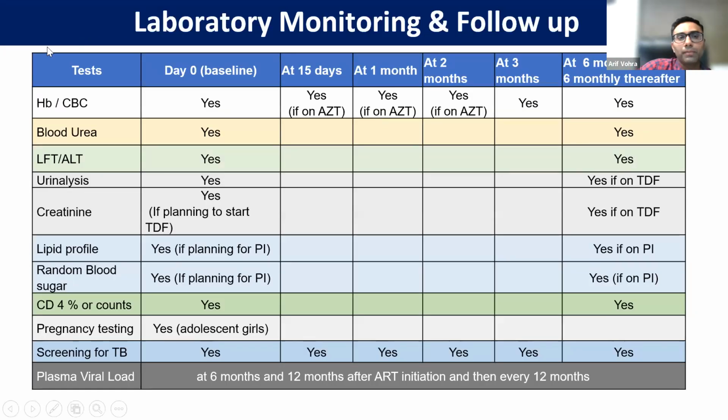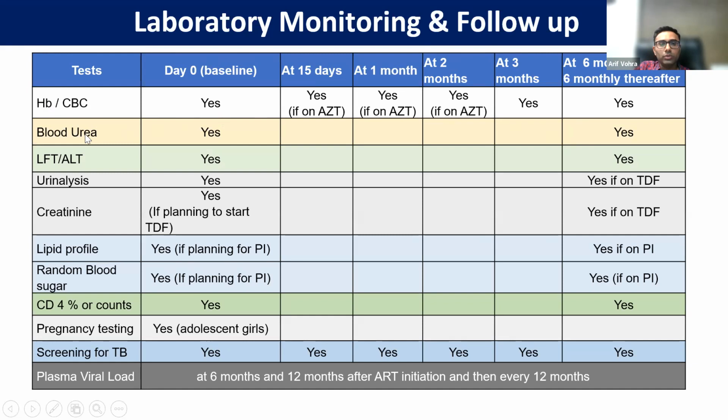Now that we have completed the clinical parts of what we have to monitor when the child comes to you in the ART center, we come to laboratory monitoring at follow-up. Here you can refer to this chart. In this chart it is written that hemoglobin or a CBC needs to be monitored at baseline, then at 3 months, and then every 6 months. If the child has been started on a zidovudine-based regimen, then you need to do a CBC at 15 days, 1 month, and 2 months additionally.